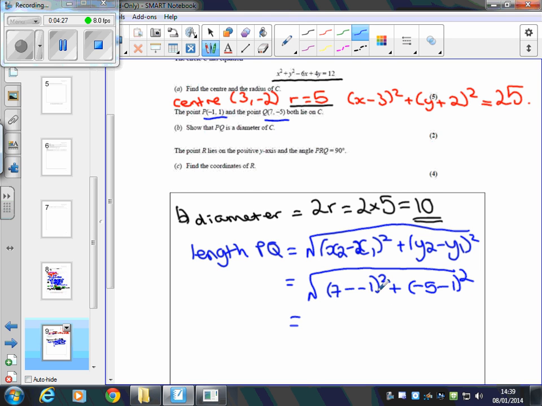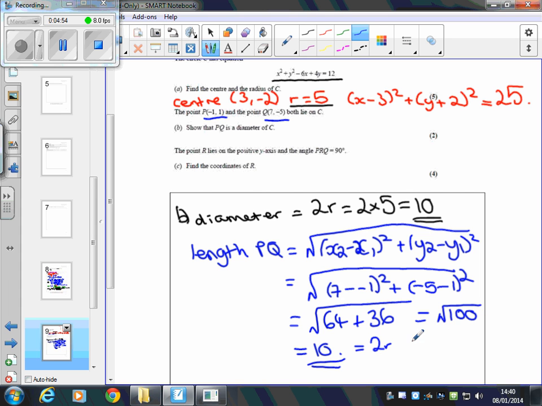7 minus minus 1 gives me 8. 8 squared gives me 64. Minus 5 minus 1 gives me minus 6. Minus 6 squared gives me plus 36. And all of that will be square rooted. 64 plus 36 gives me 100. So the square root of 100 is equal to 10. And because this is equal to 2r, we know that this is equal to the diameter of the circle.